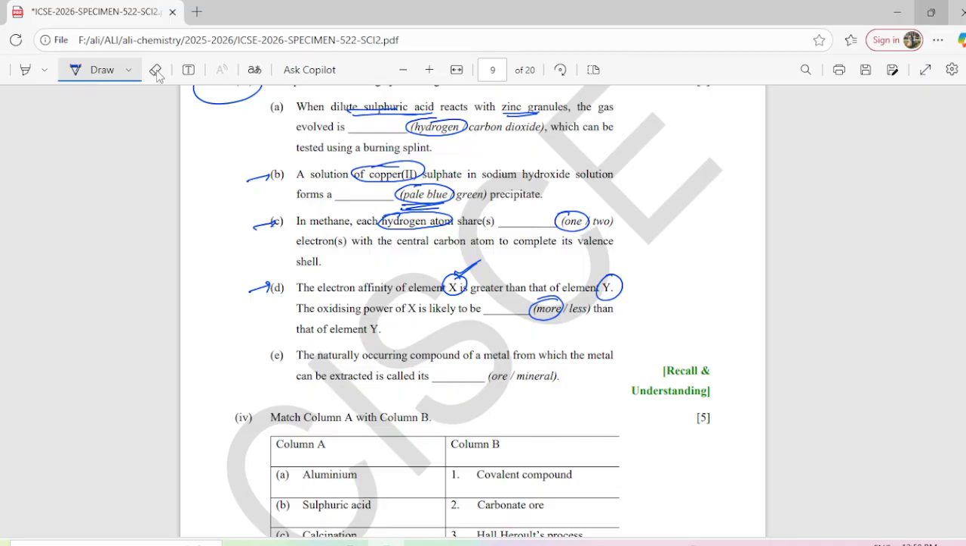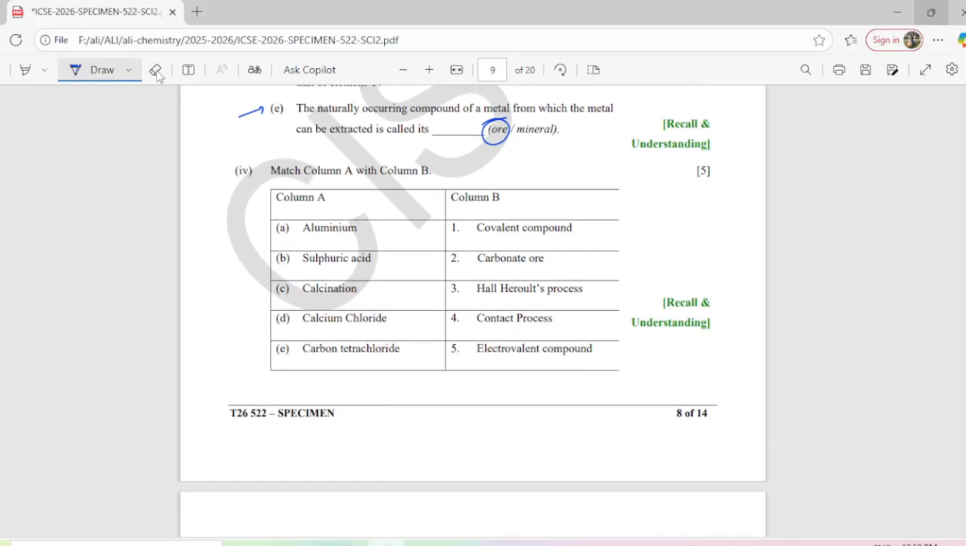Next, the naturally occurring compound of a metal from which the metal can be extracted is. So naturally occurring compound of a metal from which the metal can be extracted. So it is nothing but ore.